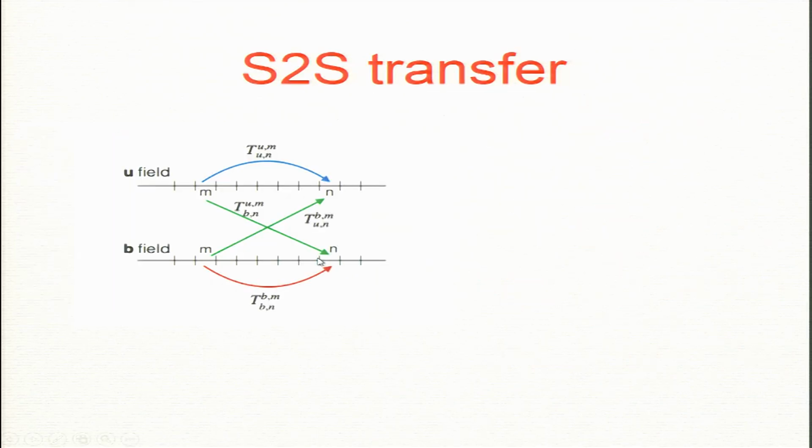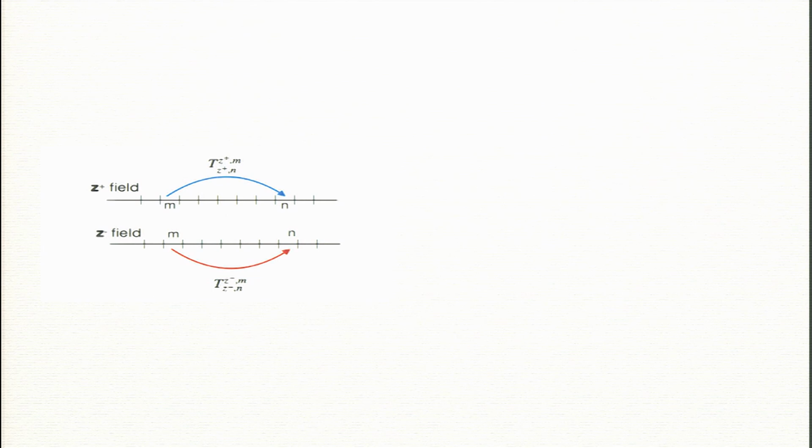Now we can also define mode to mode transfer, sorry, shell to shell transfer. So, this S2 is shell to shell transfer. There is U to U transfer from shell n to shell m, there is a B to B transfer from shell n to shell m. Also, we have transfer from U to B and B to U. So, there are 4 shell to shell transfers in terms of the U, B variables. We already defined it, but there are 4 of them, we should keep in mind. And for Z plus, Z minus, only 2 of them. There is nothing cross, and for Z plus, Z minus there are only 2 of them. So, these are nice ways to compute these quantities.